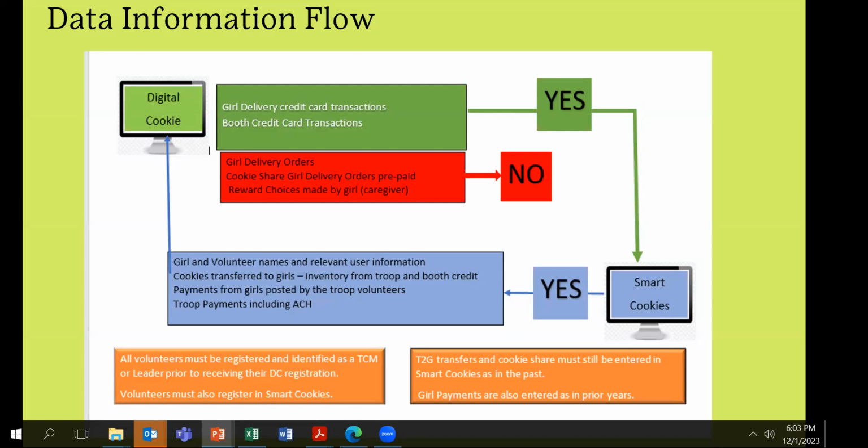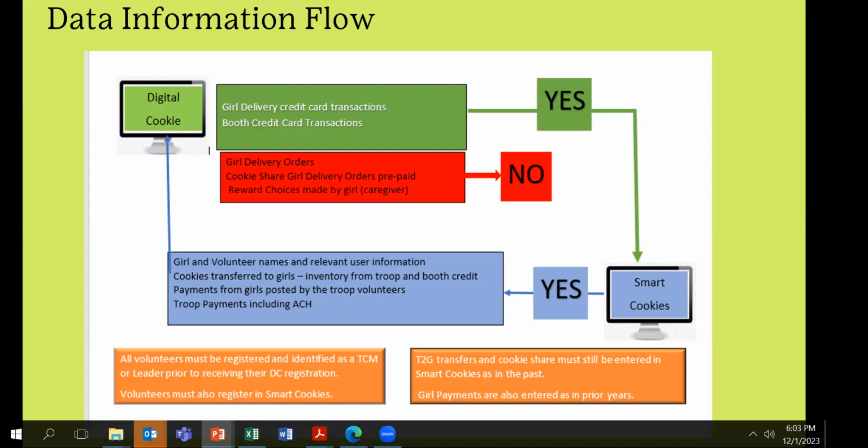What will come out of Digital Cookie and into Smart Cookies will be all girl delivery and booth credit card transactions. And if the troop has any ship only orders from their troop ship only link, all that payment information will come in.